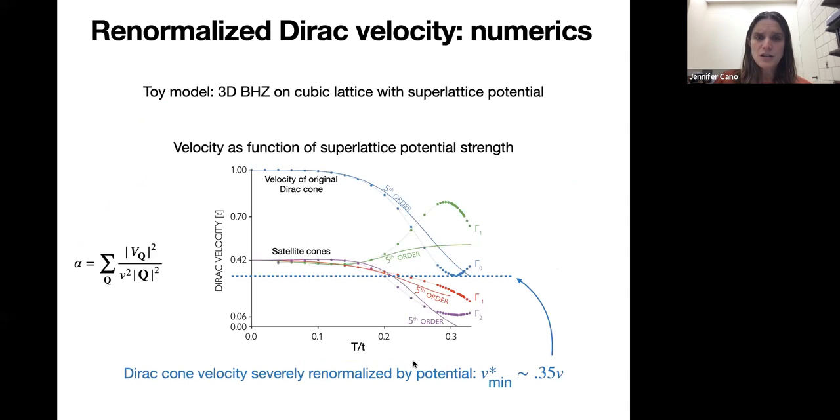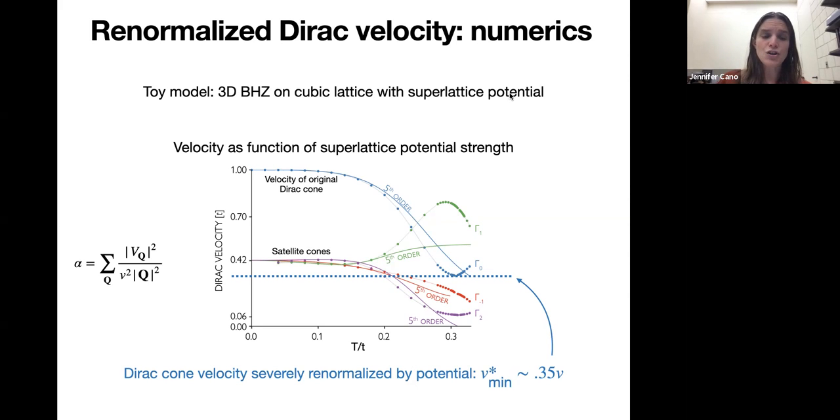So this perturbation theory is a little bit too simple. It gives us some handle on what's going on, but in order to check it, what we then did was turn to some really nice numerical simulations. On this slide, we take the Bernevig-Hughes-Zhang model of a 3D TI on a cubic lattice, and then we add our superlattice potential to the surface.